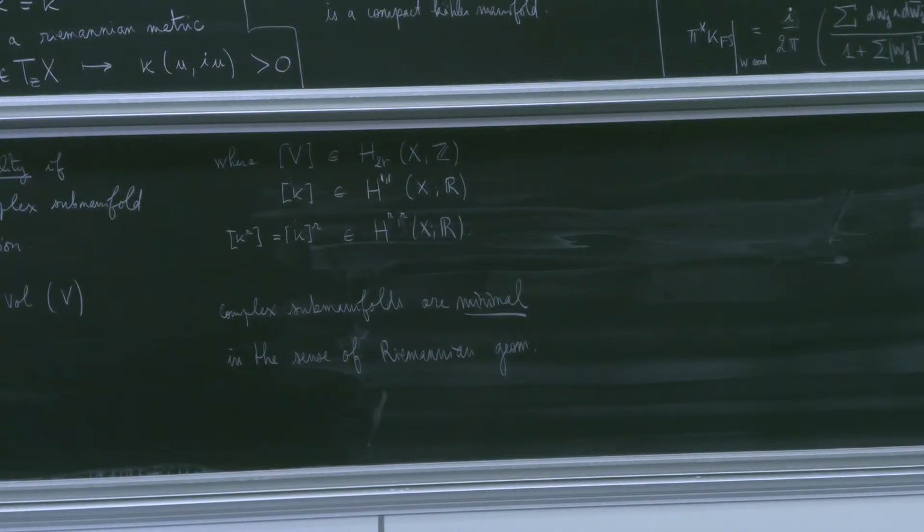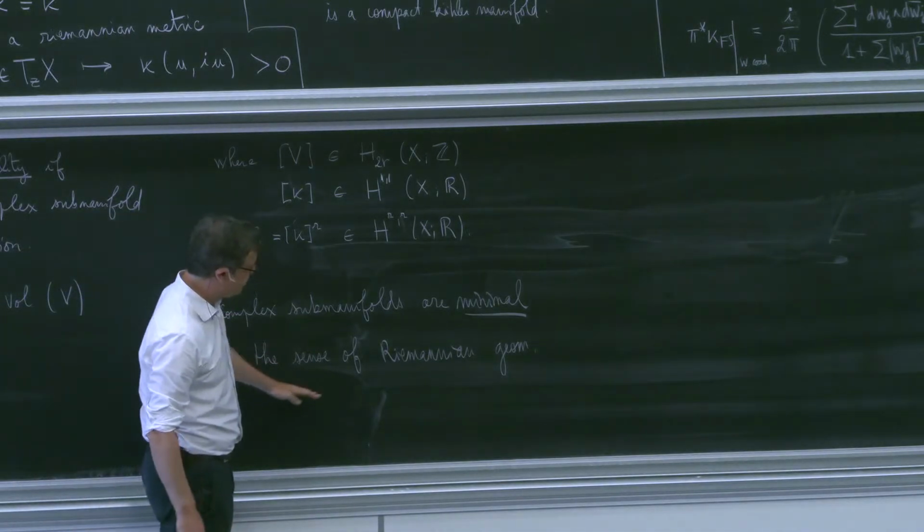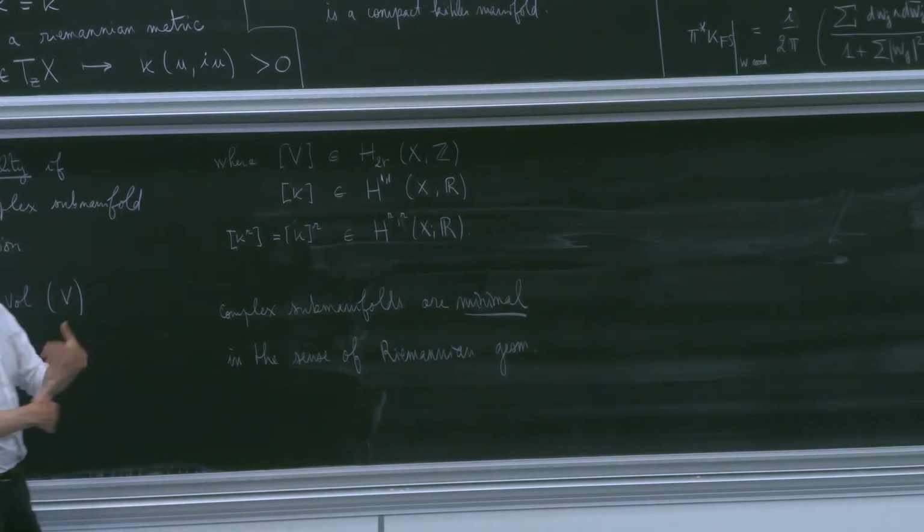Okay, and to explain it quickly, I was mixing two settings. This type of formula is a local formula. You can do this type of computation locally on some open set of your manifold. This type of equality is like a global formula. The fact that it is minimal in the sense of Riemannian geometry is both local and global.